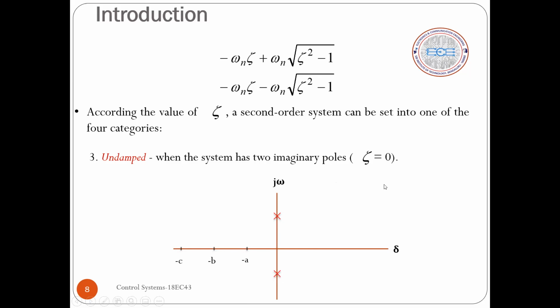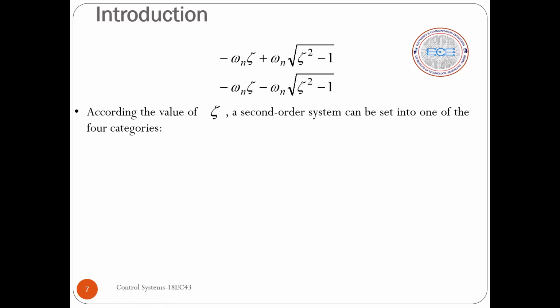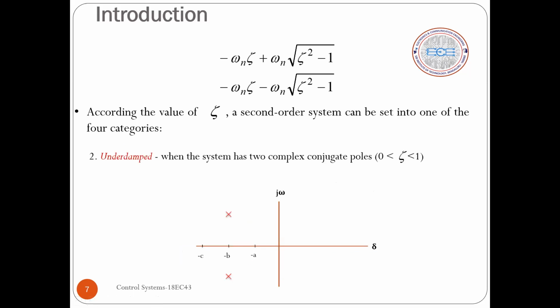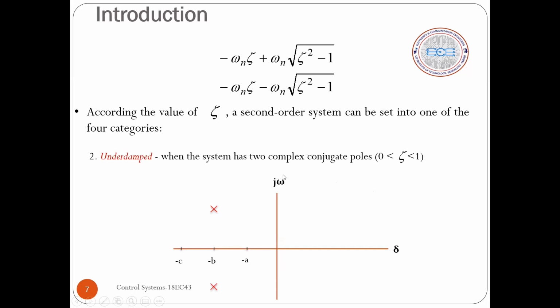This is what we call a marginally stable condition, whereas the previous two cases are stable conditions. Why do I declare the system stable? Because whenever the characteristic equation roots lie in the left half of the S plane, the system is stable. Overdamped condition, the system is stable. Underdamped condition, the system is stable, because the roots lie in the left half of the S plane.